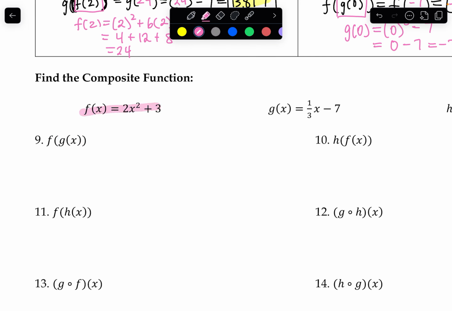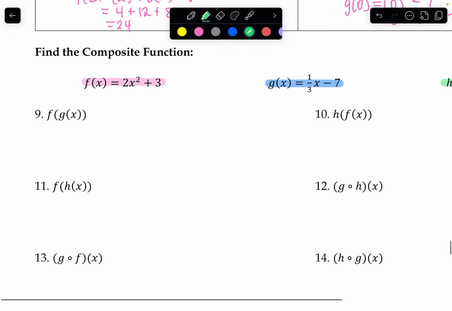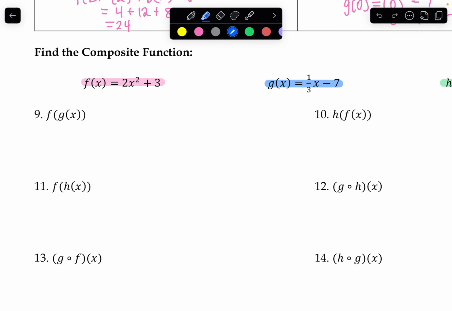So f will be pink, g of x will be blue, and then we'll use green for h of x. Okay, and so we are putting g of x inside f of x. So the first thing I like to do is write the rule for the outside function. So f of g of x is what we're trying to find.